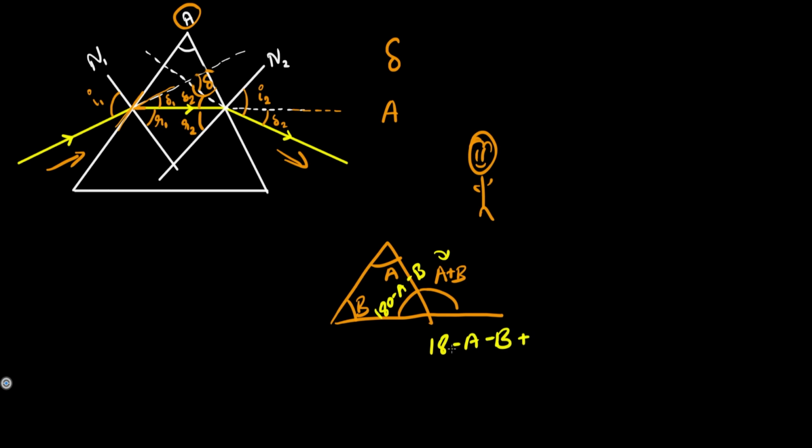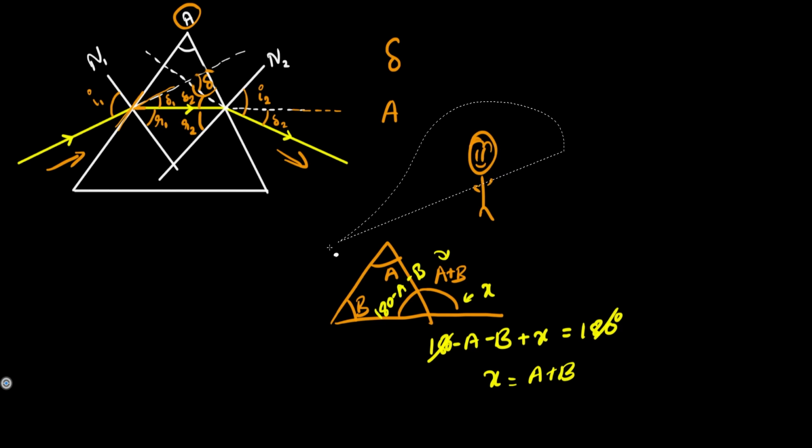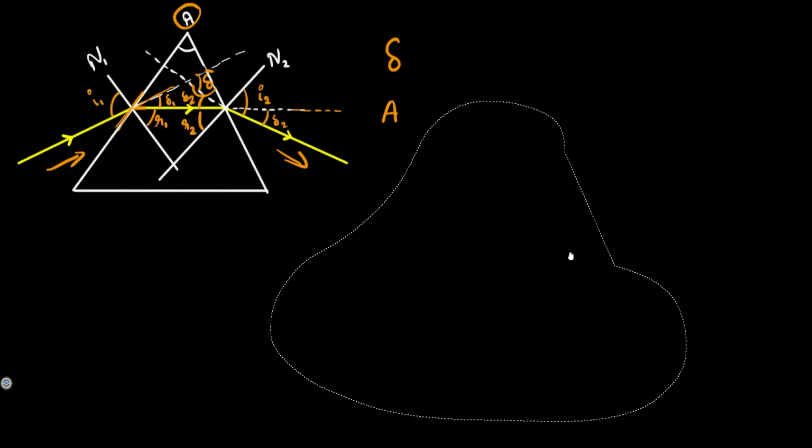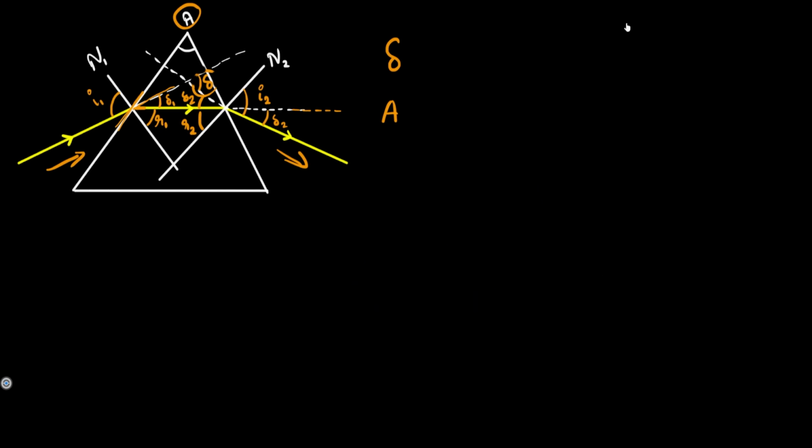Now this one should be 180 minus A minus B, plus X. This should be 180 when we add up these angles. See, 180 cancels, and X is equal to A plus B. See, that's how the derivation goes. So that's what's happening over there. Let me just take my lasso cut and remove these. Okay, that is amazing.